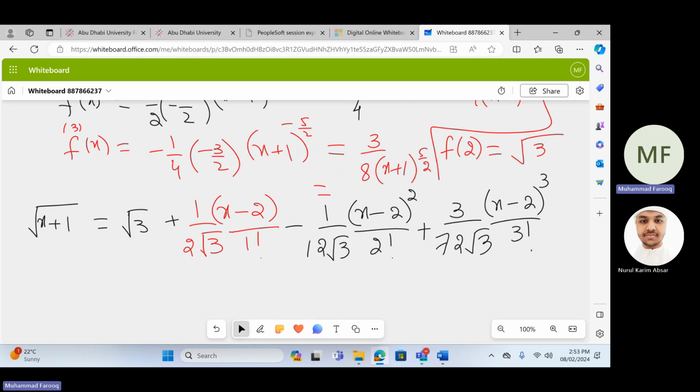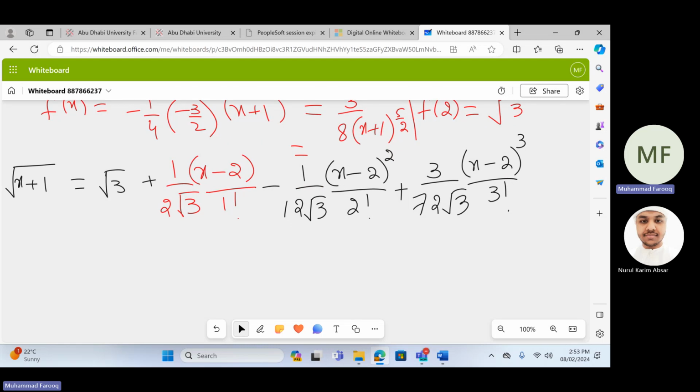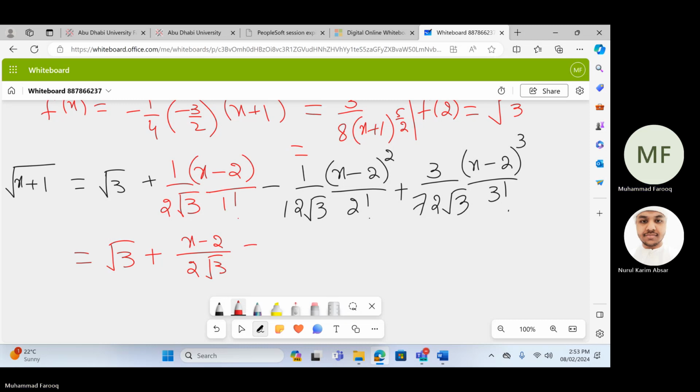Now simplify, please. The 3/72 will be 1/24. We go now. So this is square root 3. I don't think there is any cancellation here. So it is (x minus 2) divided by 2 square root 3. Next, 2 factorial means 2, 12 times 2, how much? So (x minus 2) power 2 divided by 24 square root 3.